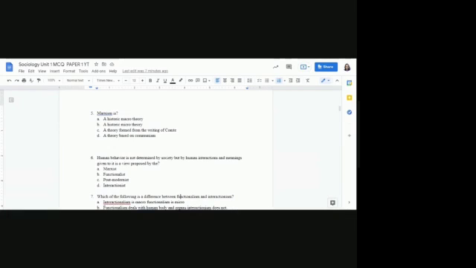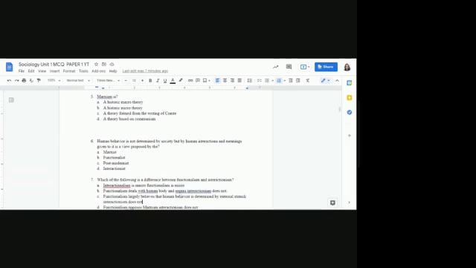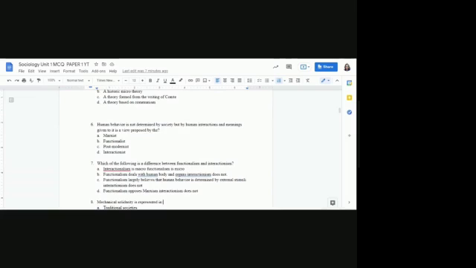Question number 6. Human behavior is determined by society, but human interaction and meaning given to it is a view proposed by, is it A, the Marxists, B, functionalists, C, the postmodernists, or is it D, interactionists? And the answer is, yes, it is letter D, the interactionists.